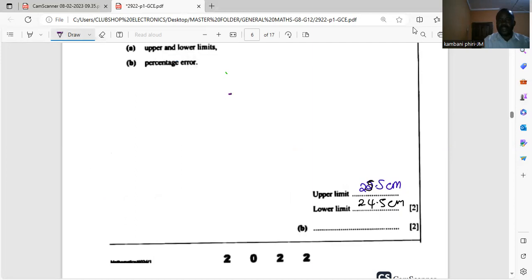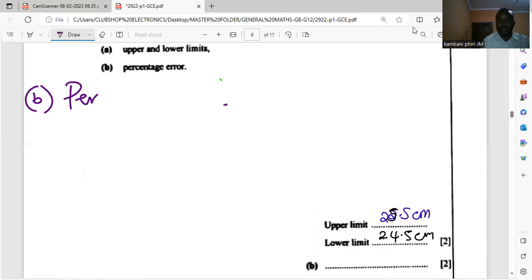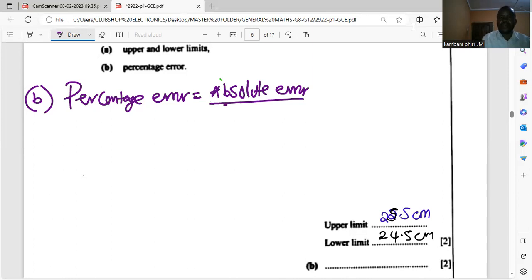All right, so the part B of the question, let's find the percentage error. So percentage error is equal to absolute error divided by true value.